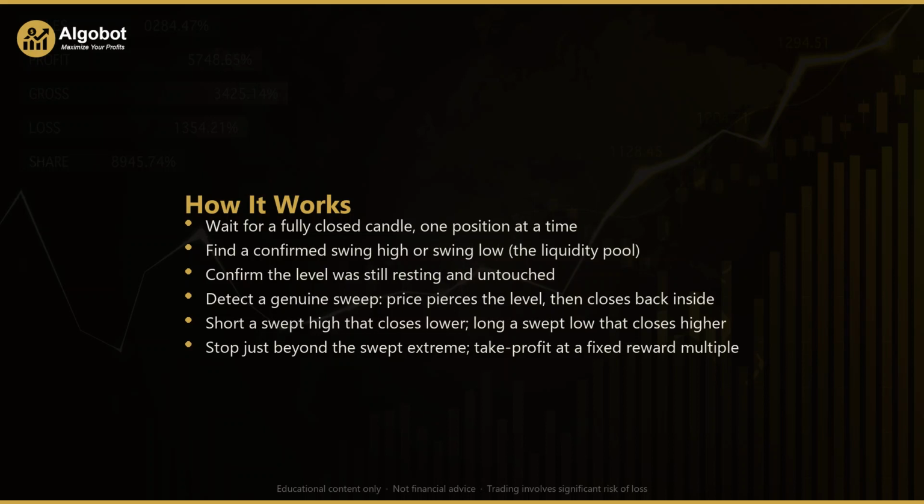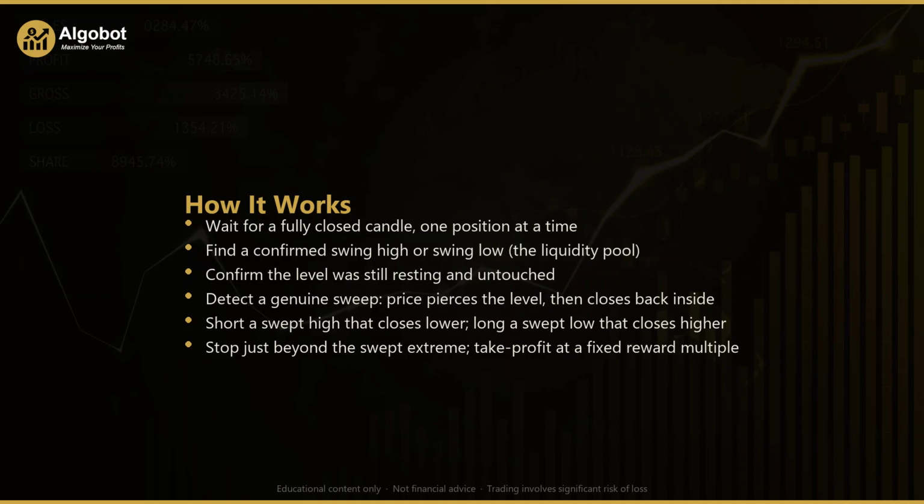Once it locates that swing high, two conditions must both be true. First, the level must still be resting, meaning no candle between the swing and the sweep candle had already traded above it. Second, the sweep must be genuine. The candle's high has to pierce above the level by at least a minimum fraction of its range, set by MinRaidFraction, so a barely touching wick doesn't count. Crucially, the candle must then close back below the level and close below its open, showing a clear rejection. When all of that lines up, the strategy signals a short.